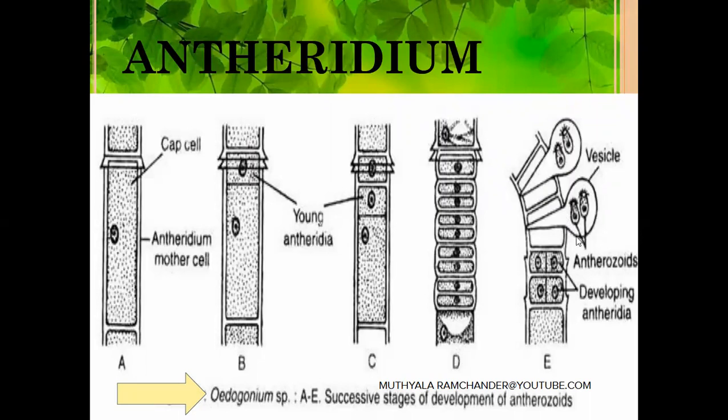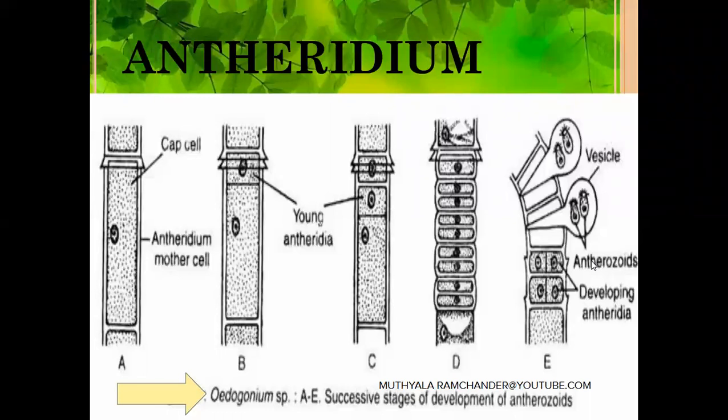Initially, the antherozoids are covered with a vesicle. Each antherozoid looks like a zoospore-like structure. The zoospores are large in size, but antherozoids are small in size. They are motile, containing many flagella with a haploid nucleus.